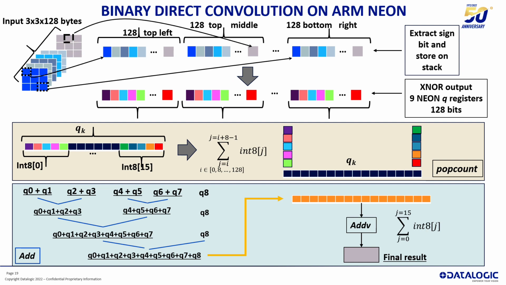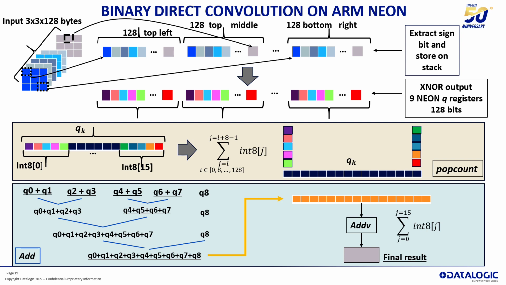Here on the top left part of the slide, you see the input volume, 3x3 by 128 channels, where each sample is 8-bit wide. This input volume is convolved with a kernel of the same size, and the input is flattened on a local stack, extracting the sign. Depending on how data is organized, it is possible to achieve some slight improvement.